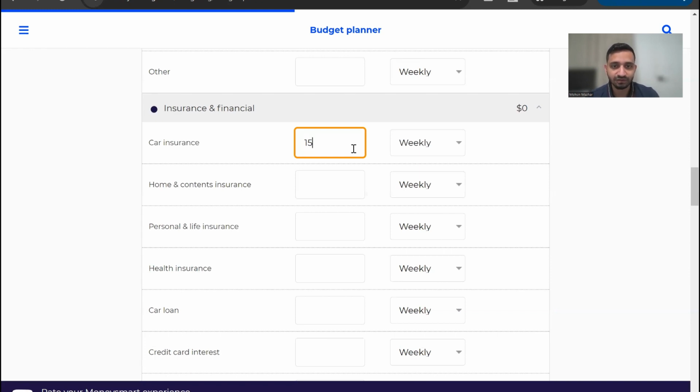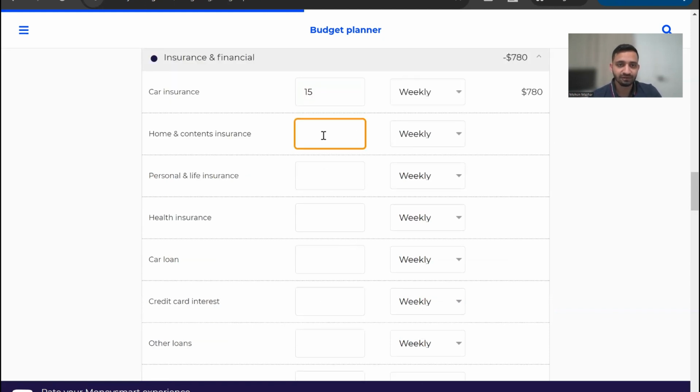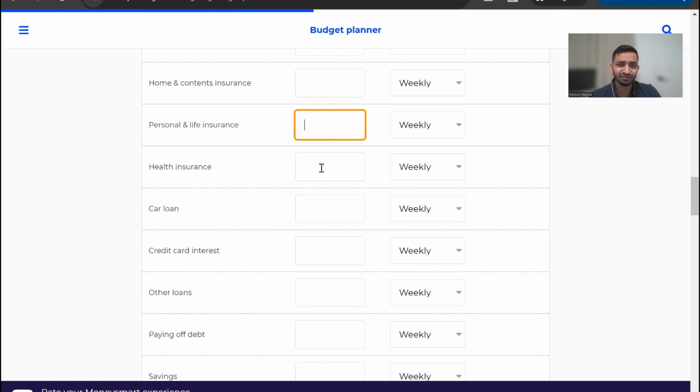Let's say home and contents insurance, you wouldn't need that because you wouldn't have your own property. People who have their own property will need that kind of insurance. So let's say you don't have that. Personal and life insurance, that's probably in your superannuation, so you can get it through superannuation. That's not an expense that you'll be using your take-home pay for, so let's just ignore that.